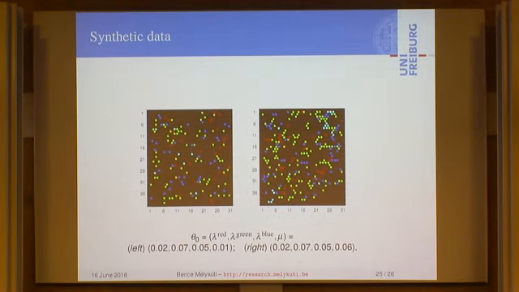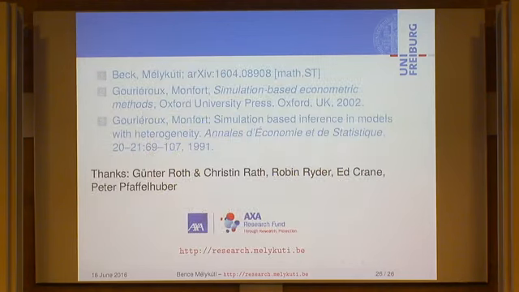And this is some synthetic data, just so you have a feel for how these things look. The red, green, and blue parameters are 0.02, 700s, and 500s, and on the left panel the mu, the percolation parameter, is 100s, and on the right it is 600s. So these are the pictures you get from there.